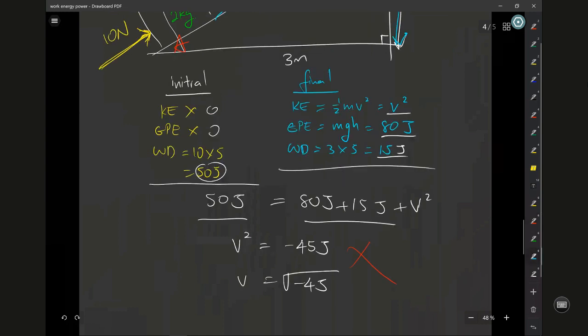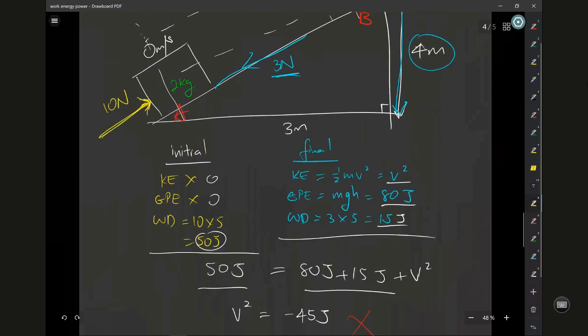Now what is the issue? The issue is that the force, this 10 Newton, is insufficient to produce such a final outcome. So what can we do? Yes, we can do something. We just need to increase this force. So let's increase this 10 Newton force to 20.